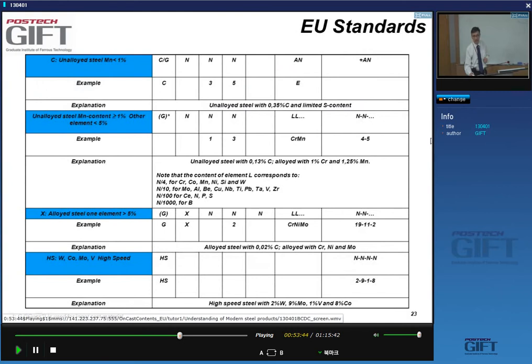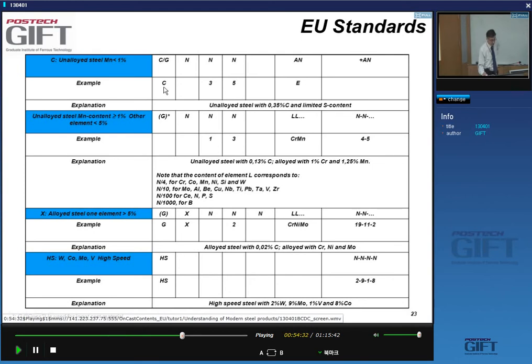Let's now have a look at the other specification scheme that is part of the standards. We had four different types, the four letter references, or four letter symbols rather: the C, nothing, the X, and then the high-speed steels. So let's have a look at examples. Example, for instance, of the first one, C35E.